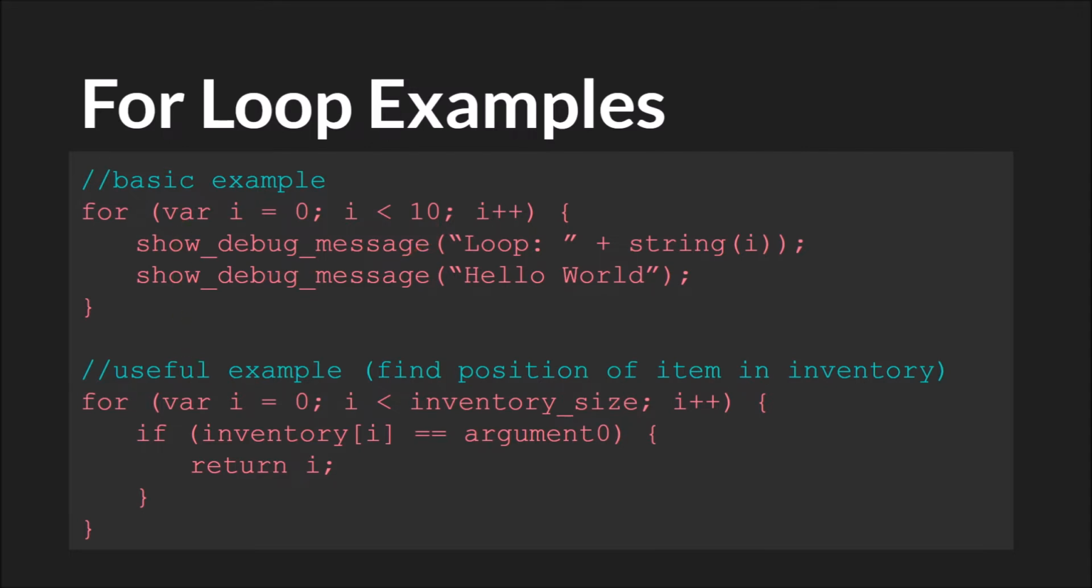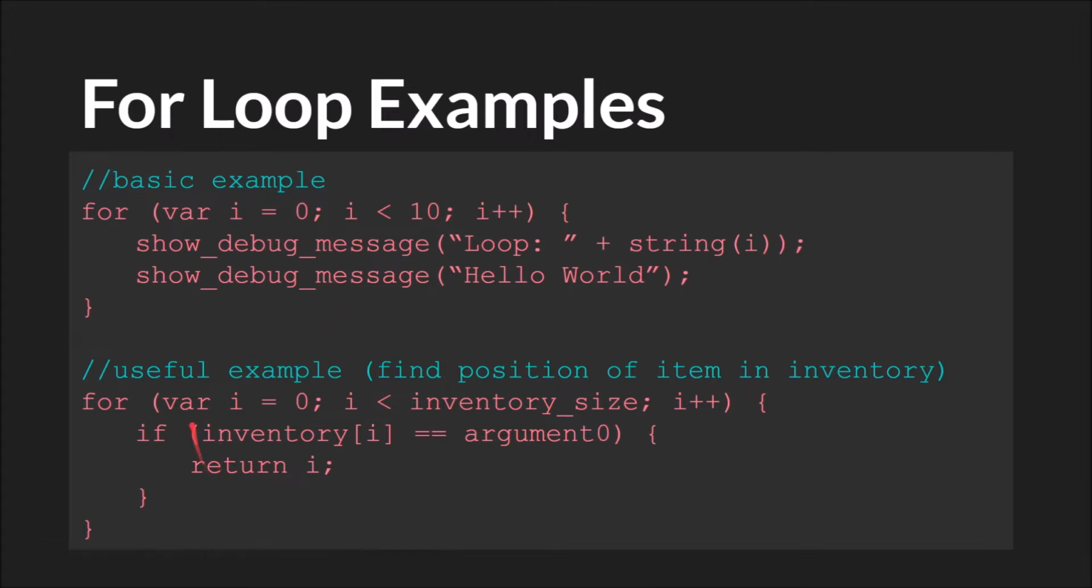Now, this example doesn't do very much, but it might give you an idea of how useful loops can be. Let's say you have an inventory, and you're storing that inventory in an array. With a for loop, you can loop through the inventory, looking at each space. For example, maybe you're trying to see if the inventory holds some type of item, and if so, return what position that is.